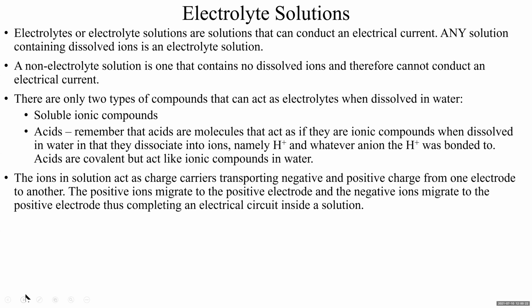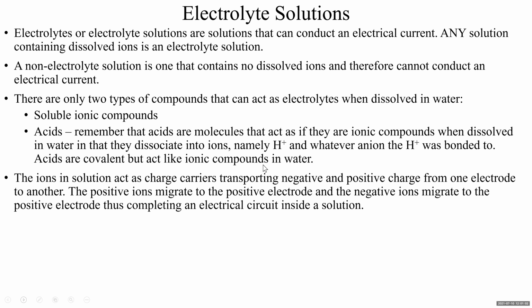There are only two types of compounds that can act as electrolytes: soluble ionic compounds and acids. Remember, acids are molecules that behave very much like ionic compounds when they are in water. Ions in solution act as charge carriers. This is why it takes ions, because they are positives and negatives. And an electrical current is nothing more than the flow of negative charge and positive charge in opposite directions. The positive ions migrate to one electrode, negative ions migrate to the opposite charge electrode in an electrolyte solution.